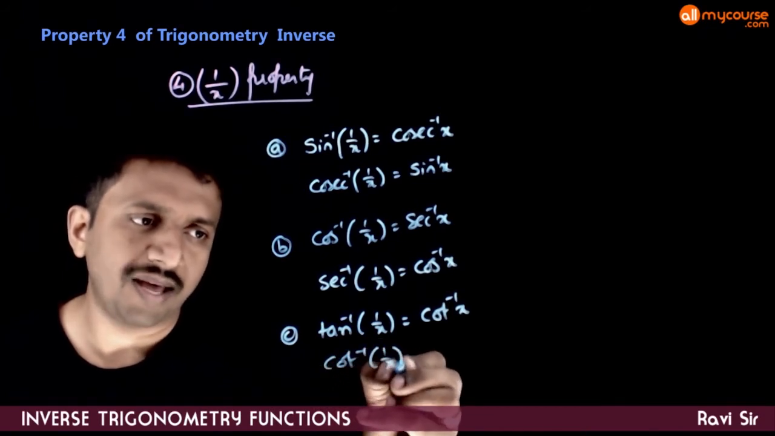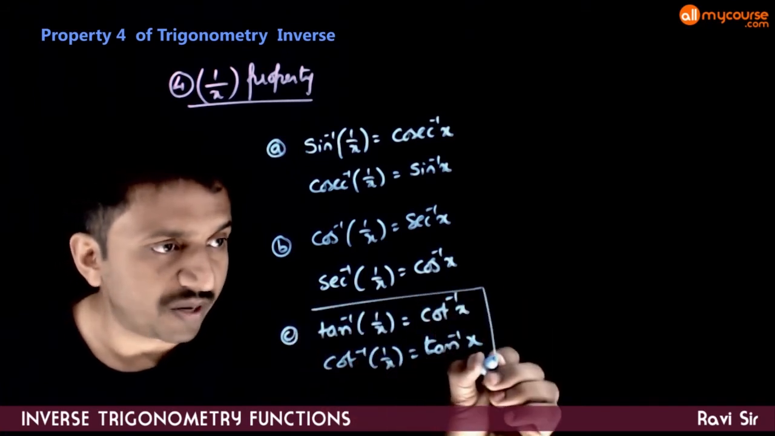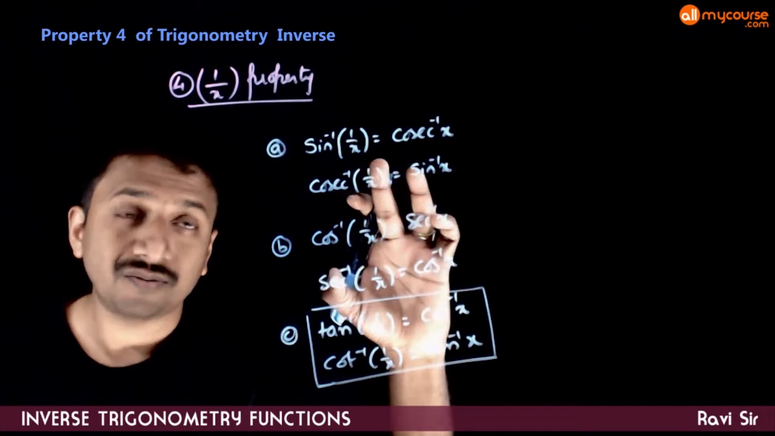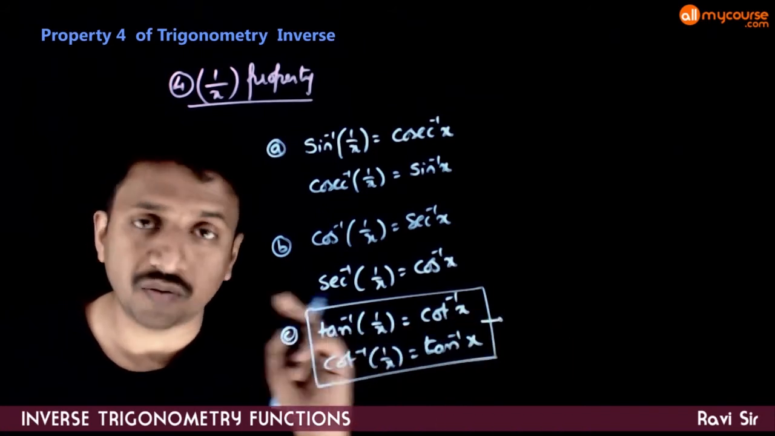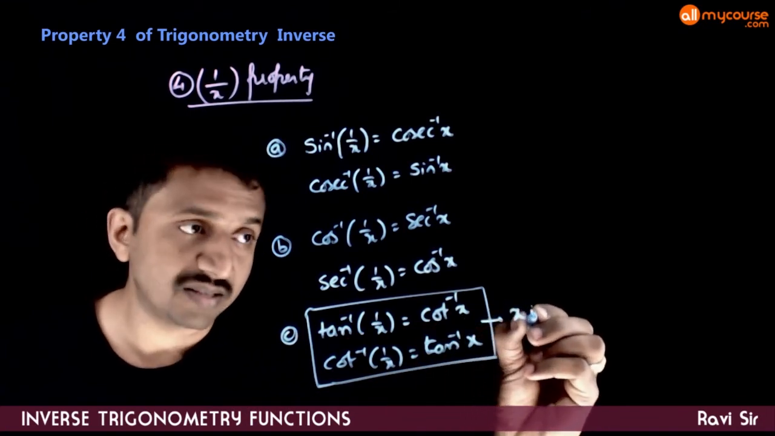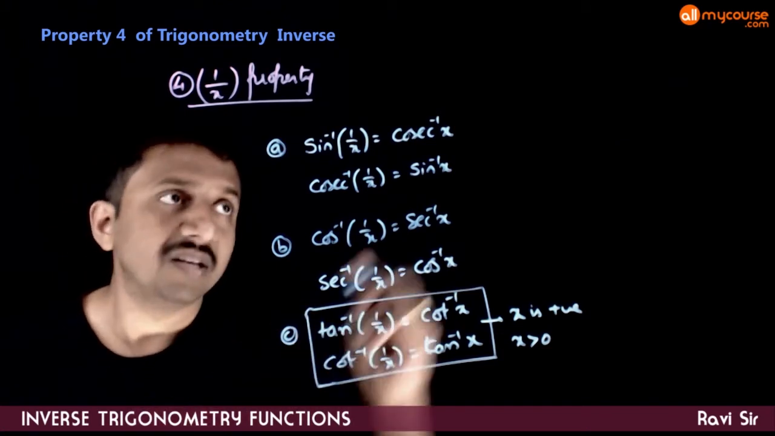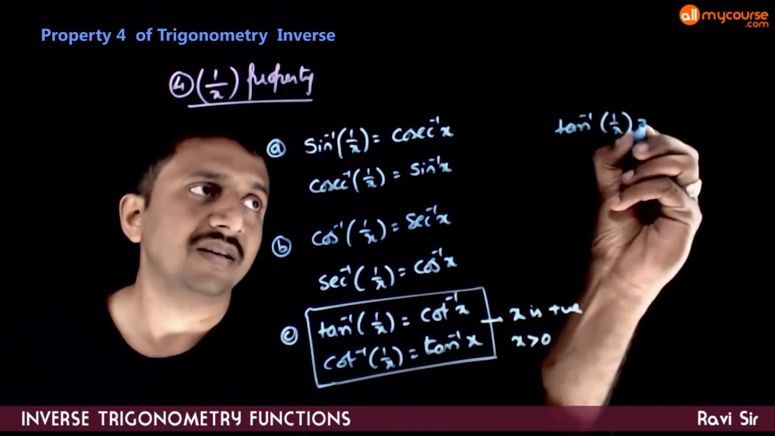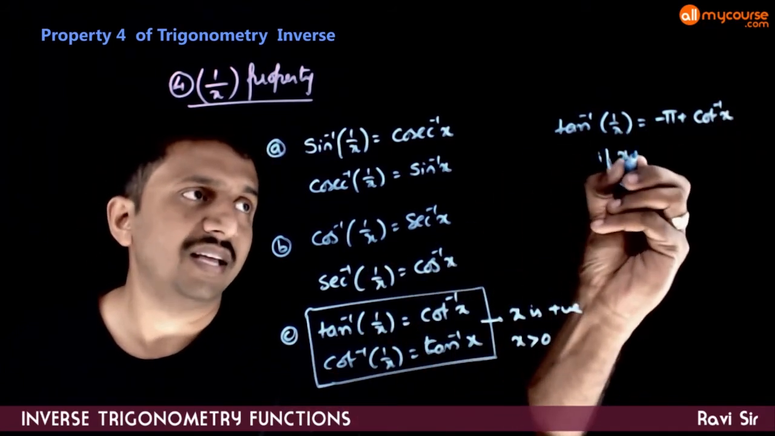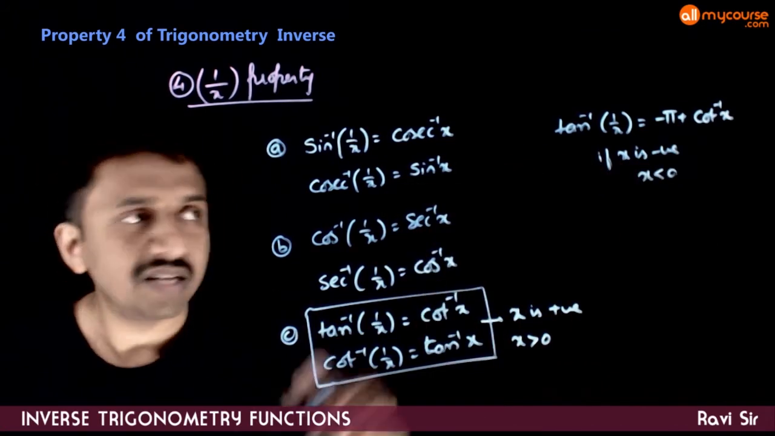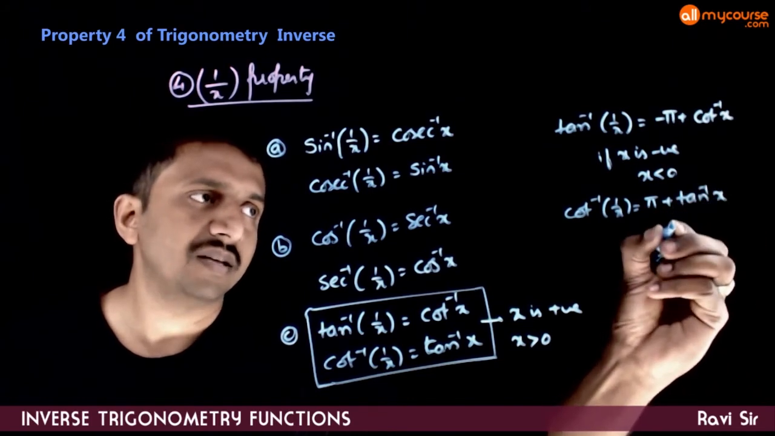And cot inverse of 1 by x is equal to tan inverse of x. All these are good, and these properties hold good for all values for which these are defined. But tan inverse of 1 by x is equal to cot inverse of x, and cot inverse of 1 by x is equal to tan inverse of x, is valid if x is positive, that is, if x is greater than 0. Tan inverse of 1 by x is equal to minus pi plus cot inverse x if x is negative, that is, x is less than 0. Similarly, cot inverse of 1 by x is equal to pi plus tan inverse of x if x is negative.